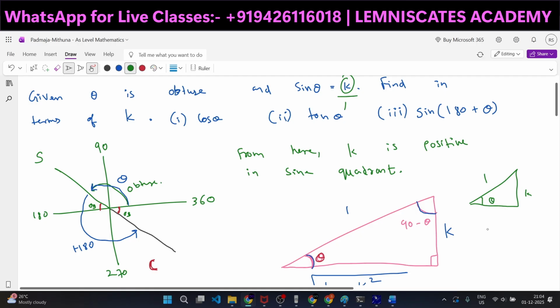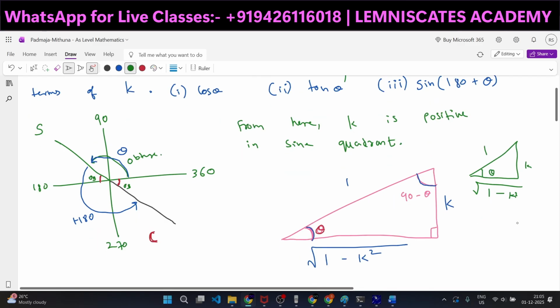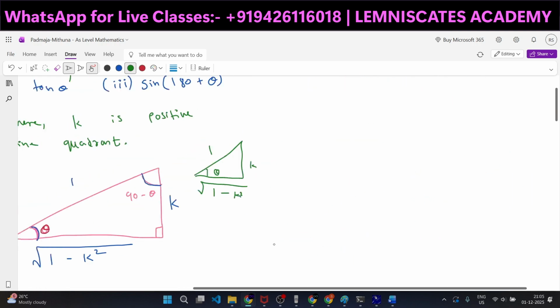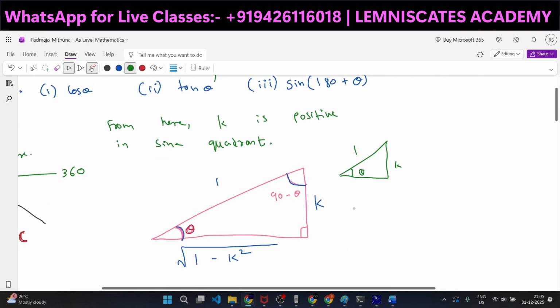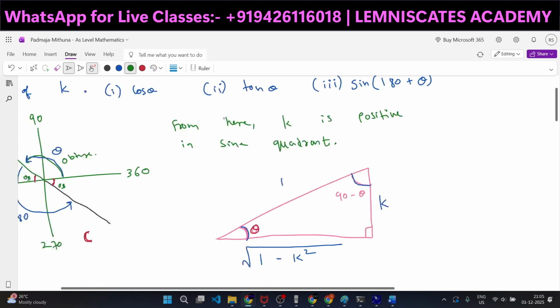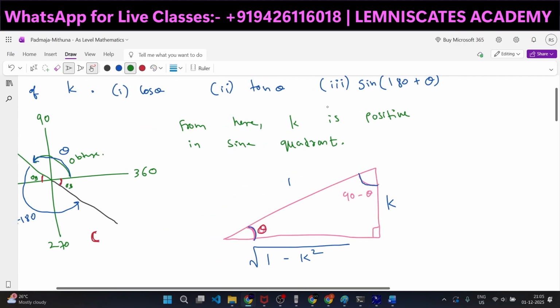After that, you can use Pythagoras to find your third side. Over here, it would be the square root of 1 square minus k square. So 1 minus k square is what you can write over here, and that is exactly what you can see over here as well, right? Now that you're aware of this kind of triangle, it's very easy for you to find cos theta and tan theta, again using SOHCAHTOA.